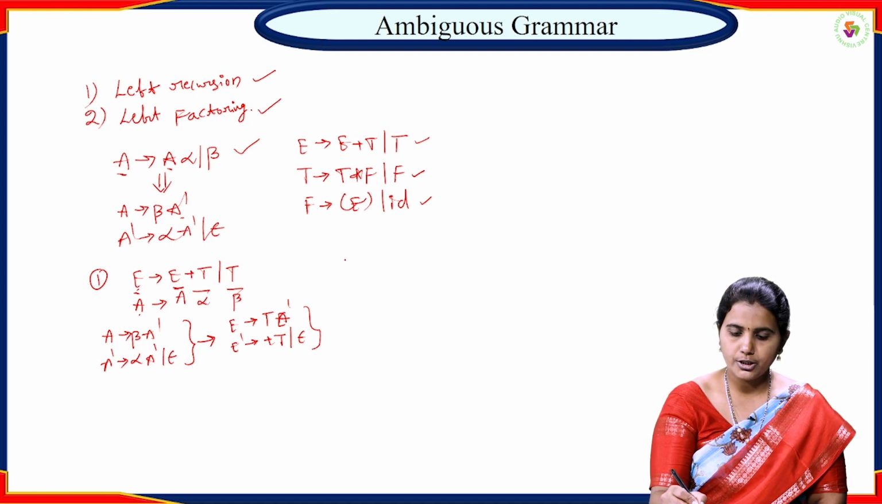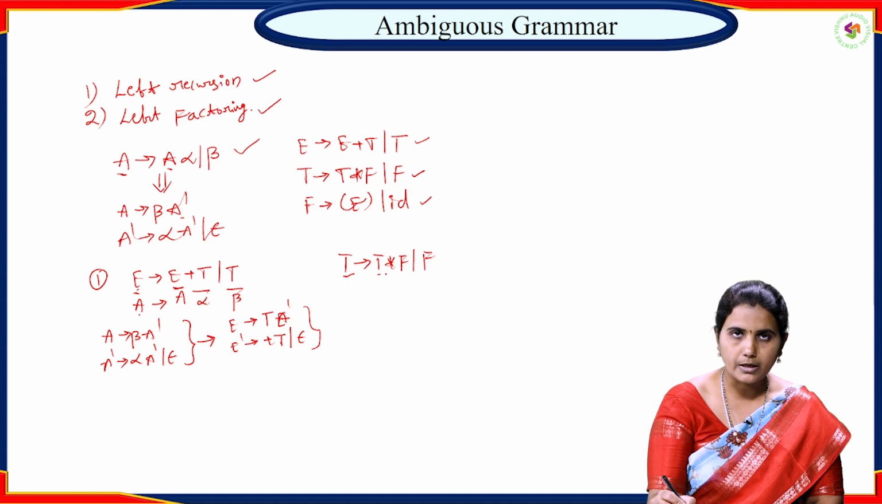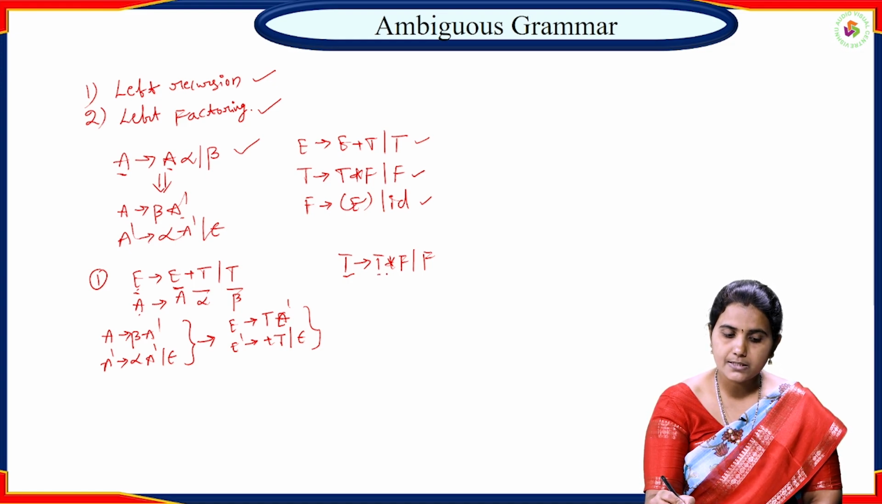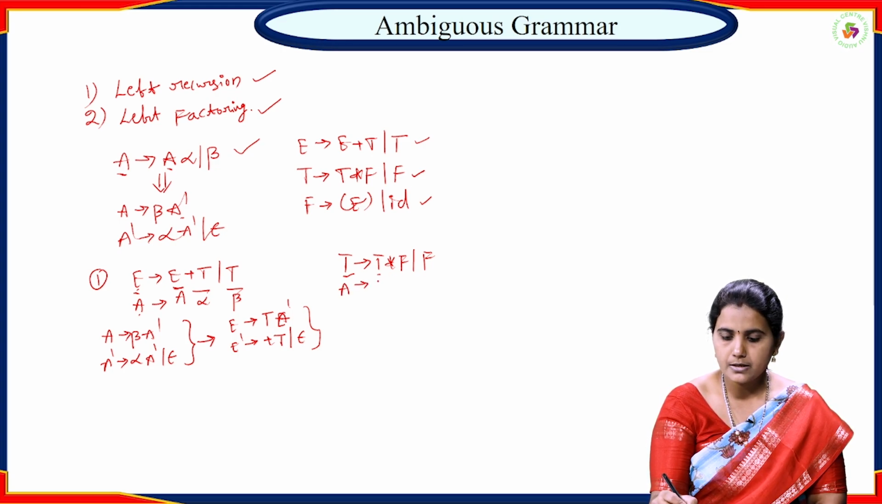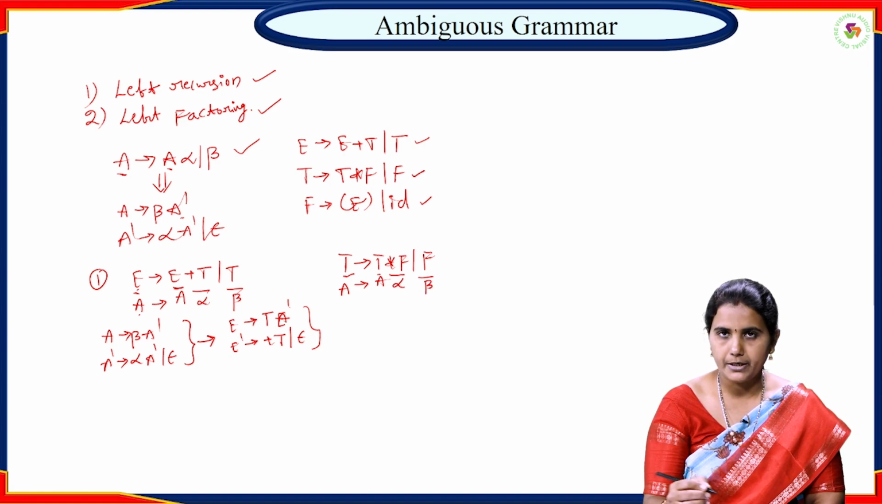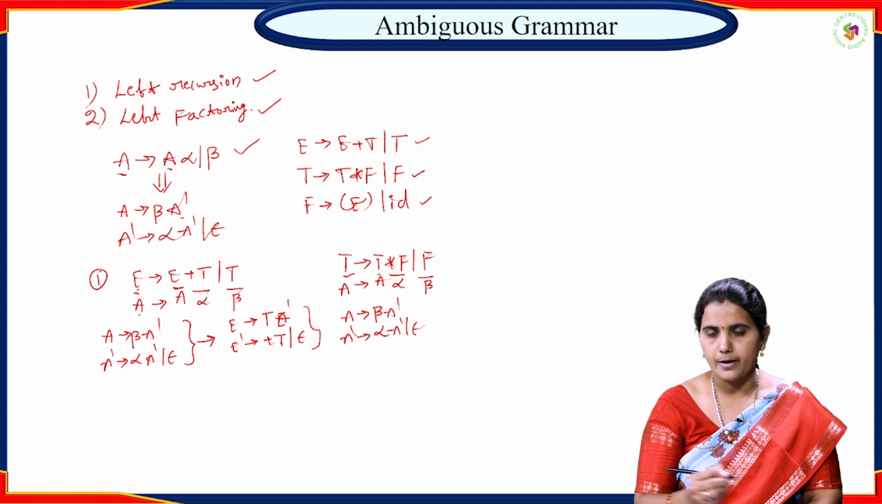Now, in the same way, take the second production, T implies T star F or F. Now the left hand side symbol is T as well as the right hand side symbol is also T, which means your production consists of left recursion. Now you apply the form A implies A alpha or beta. Your productions are A implies beta A dash, A dash implies alpha A dash or epsilon.